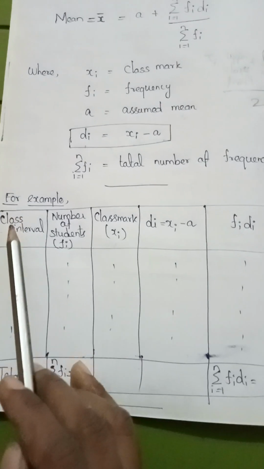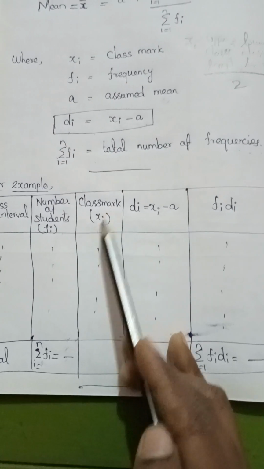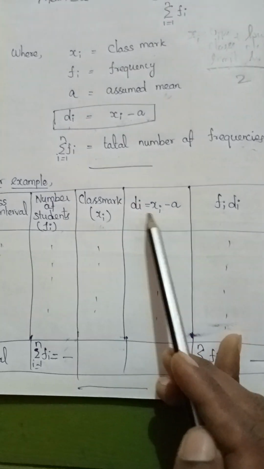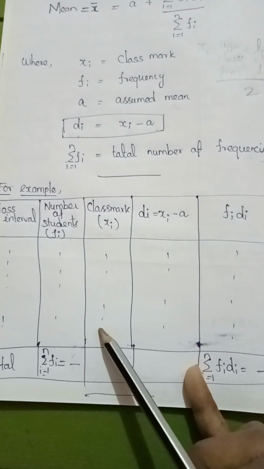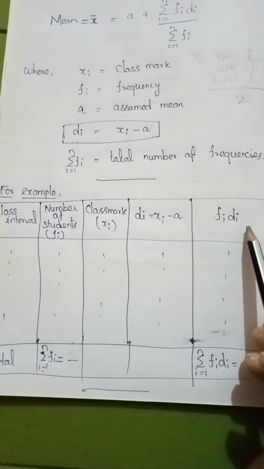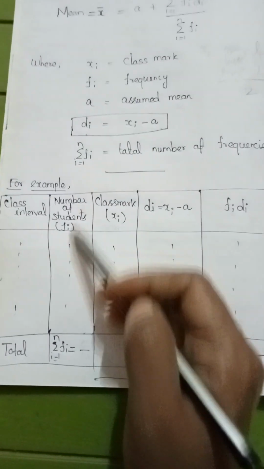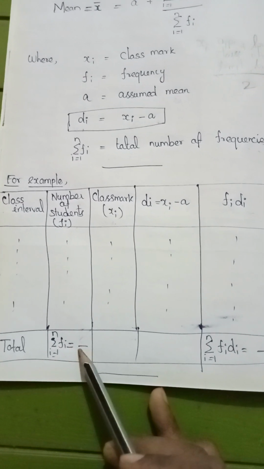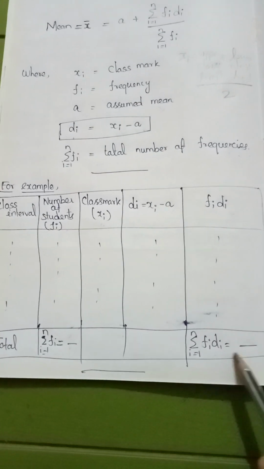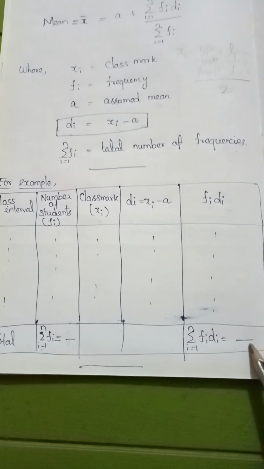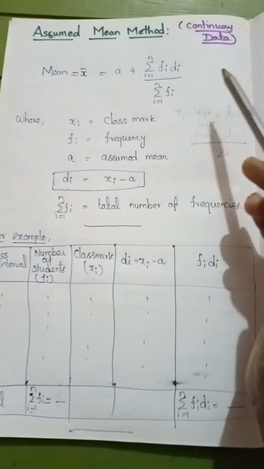Next one, for example, table: class interval, number of students fi, class mark, di equal to xi minus a. Small letter a is assumed mean for all values. Next one, fi into di, etc. for all values. So total, you add these values, summation i equal to 1 to n fi, you will get. Next you add these values, summation i equal to 1 to n fi into di, is equal to some value you will get.